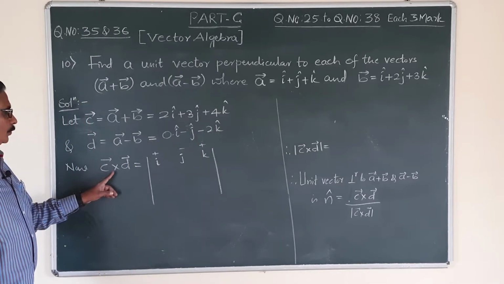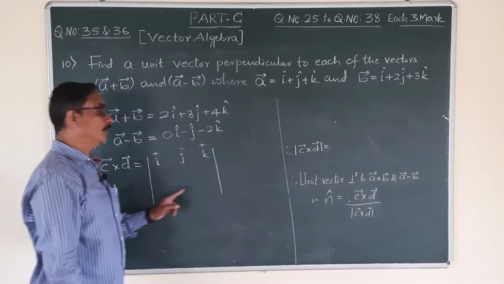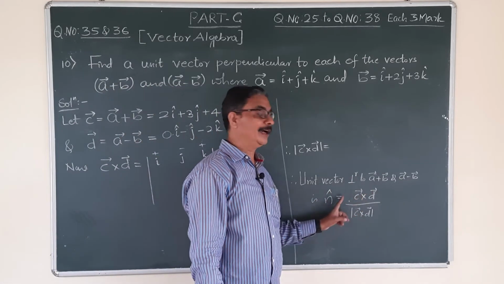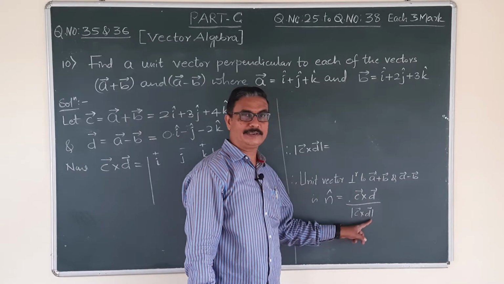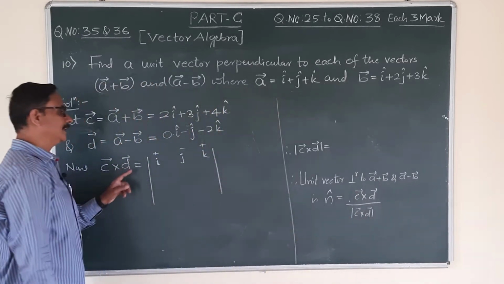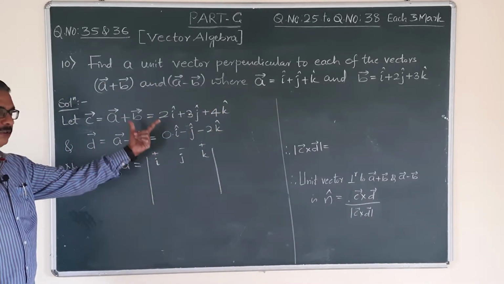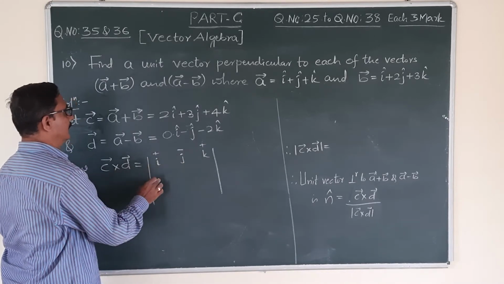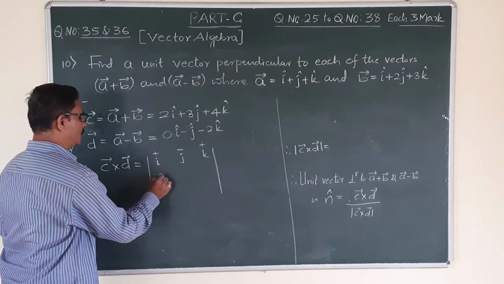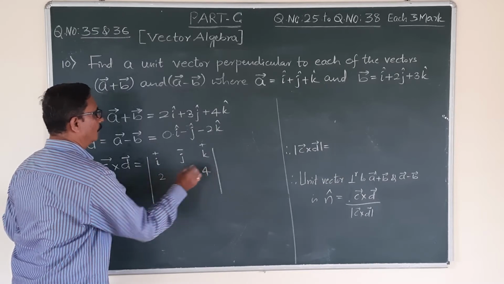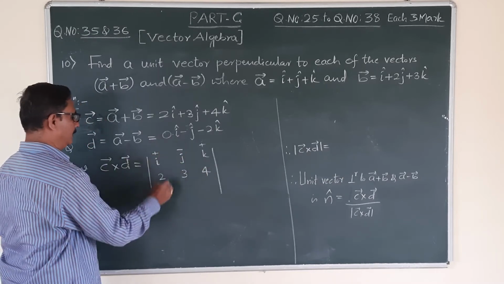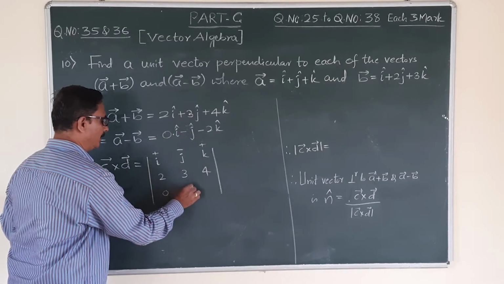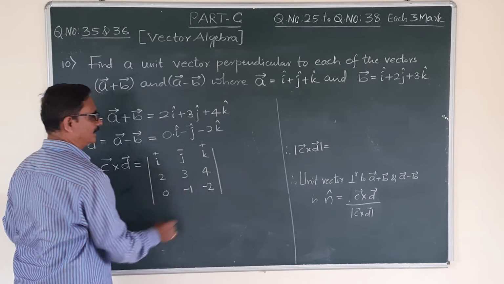Then to find C cross D. Why? Because the unit vector perpendicular to both the vectors, denoted by n cap, is equal to C cross D divided by their magnitude. So to find C cross D, use the definition of cross product using the determinant i, j, k. Coefficients of i, j, k in vector C: 2, 3, 4. Coefficients of i, j, k in vector D: 0, minus 1, minus 2.